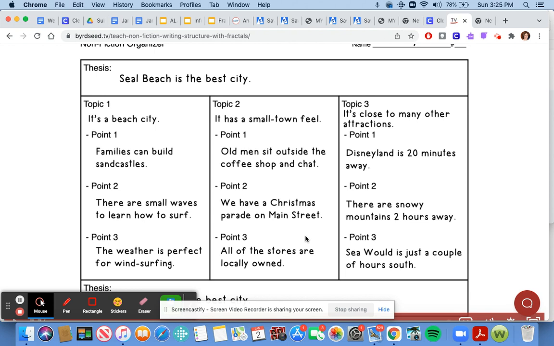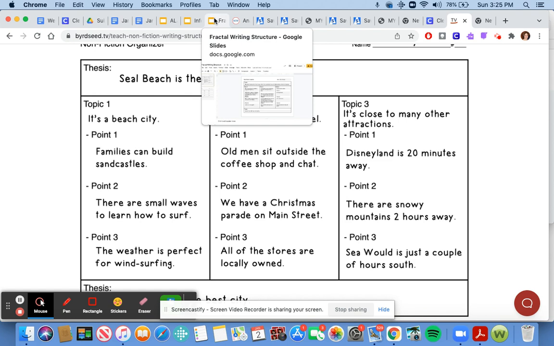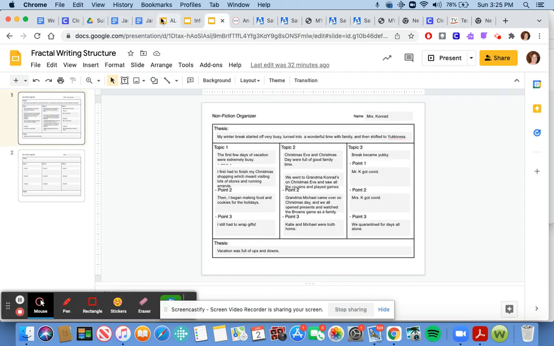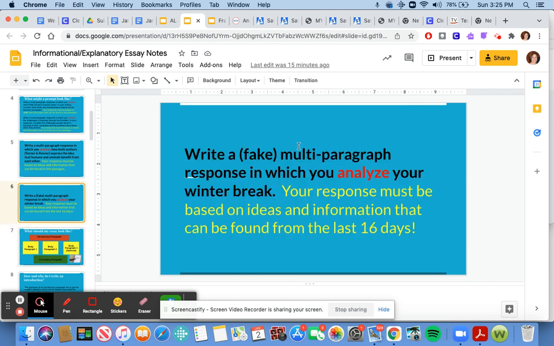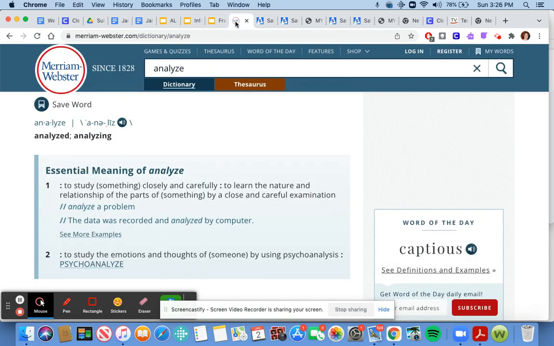Okay, so boys and girls, in a few minutes, you're going to have a chance to do this, but I wanted to show you an example from me. So if we have a question that asks you to write a fake multi-paragraph response in which you analyze your winter break, your response must be based on ideas and information that can be found from the last 16 days of your life. So we're going to analyze, which again means to examine closely and carefully.